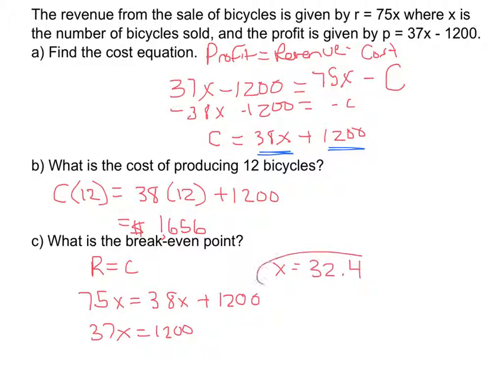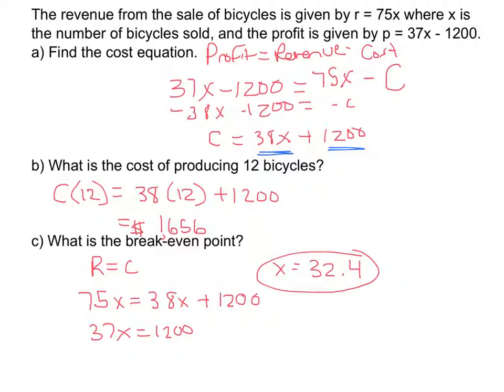Now, 32.4 certainly is our answer, but it really doesn't make sense, because it doesn't make sense to say that you need to produce 32.4 bicycles. You need to sell 32.4 bicycles in order to break even. So as an answer, that doesn't work. You could never put that down.